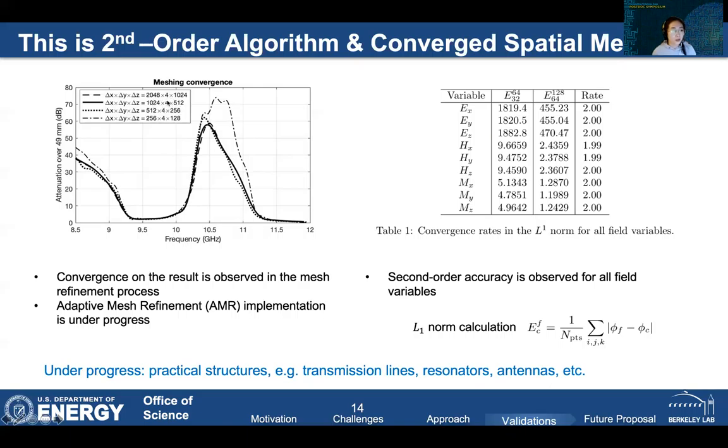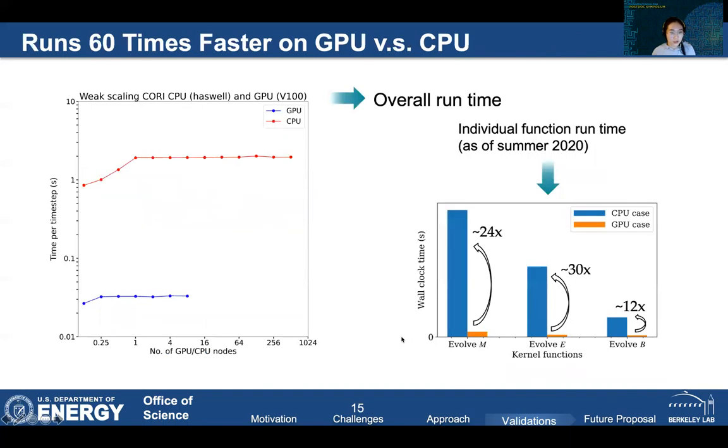The reason that we only have four cells in the y direction is that we're looking at the fundamental mode of the waveguide. So in the y direction, the wave is uniform. That's why in the y direction, we can have as few meshes as possible. We also look at the errors at different resolutions and time steps, and we confirmed the second order accuracy of the coupling algorithm, as shown here. Again, we're still working on more demonstration cases with practical structures.